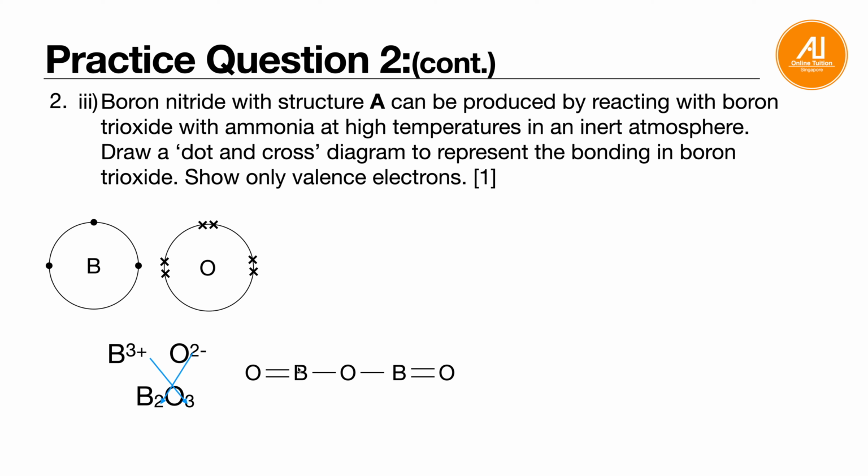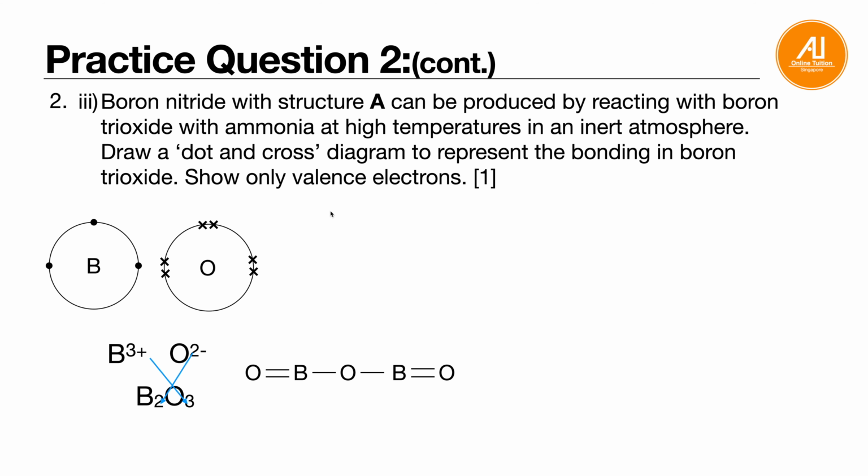So oxygen will form 2 bonds, so you have 8. This oxygen will have 2 bonds as well, so it will have 8. And then this oxygen will form 2 bonds, so you have 8. Boron will have 3 bonds, so you have 6. So boron in this case is a little bit different because it won't have 8 to become stable, you will have 6 in the end.